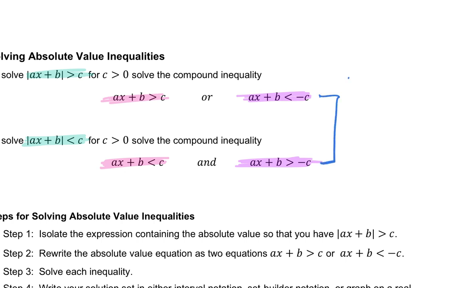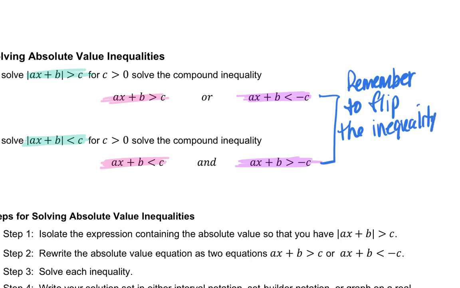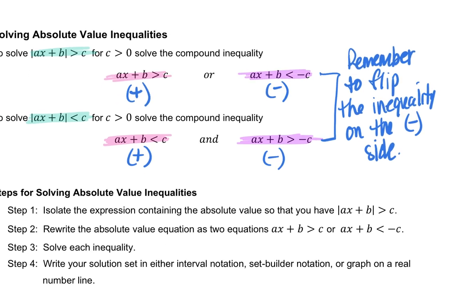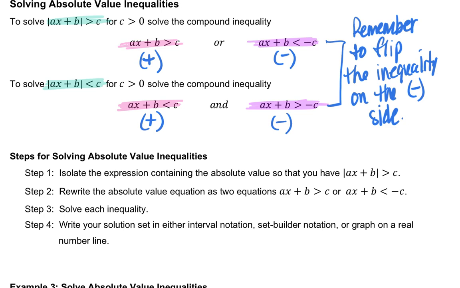So remember, to flip the inequality on the negative side. So flip the inequality on the negative side. So you have your positive setup and your negative setup. Everything else is the same. Okay? So let's go through and let's look at the first example.